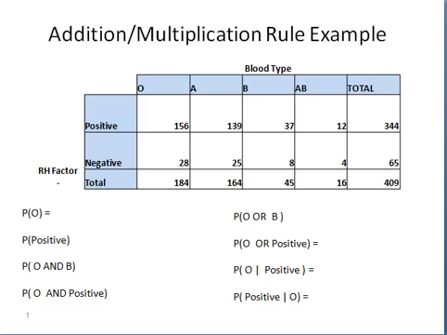I'd like to do a summary of the addition and multiplication rules, and to do that I'm going to use this table of blood types and RH factors. You can't be O, A, B, or AB, or one or the other, and you're either positive or negative. So we have 409 participants, and we have it broken down in what we would call a pivot table in Excel as to how many we have of each.